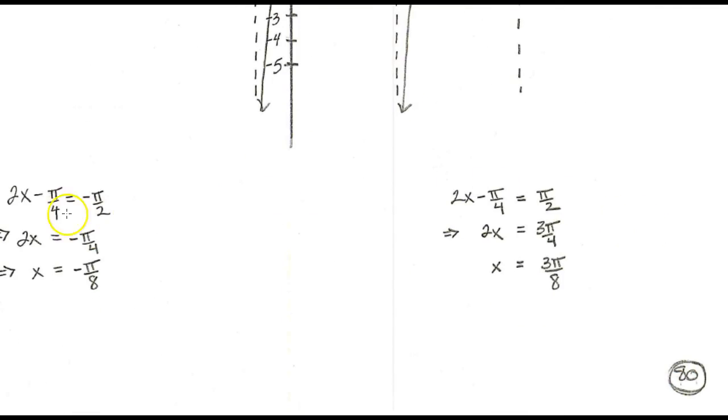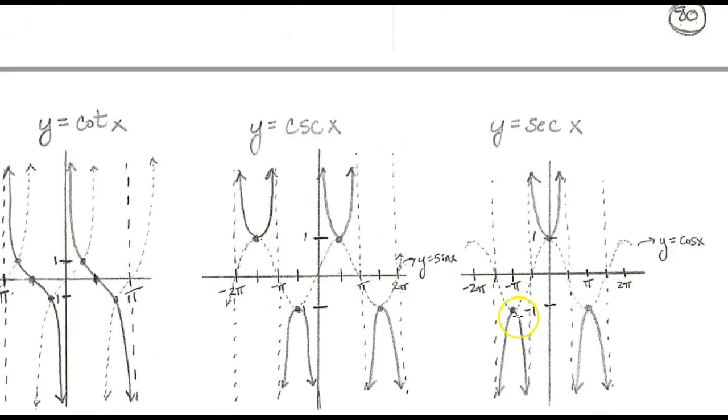Right, here's that algebra where I solved each of these: 2x minus pi over 4 equals minus pi over 2, and 2x minus pi over 4 equals pi over 2. That tells you where the vertical asymptotes are. Okay, let me go ahead and stop this and go over these guys then just a second.